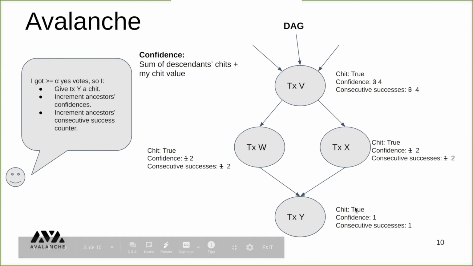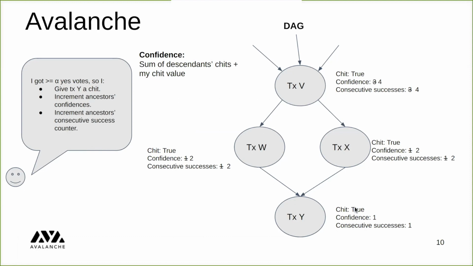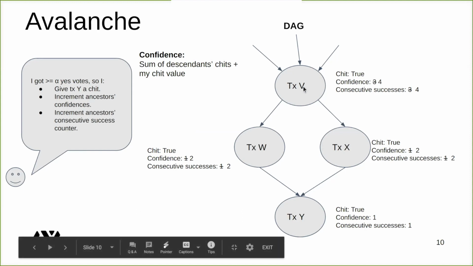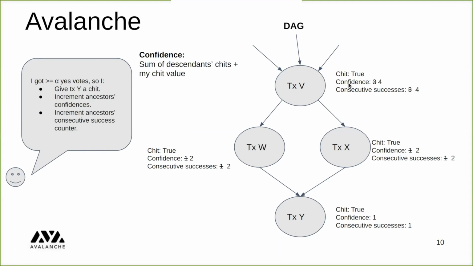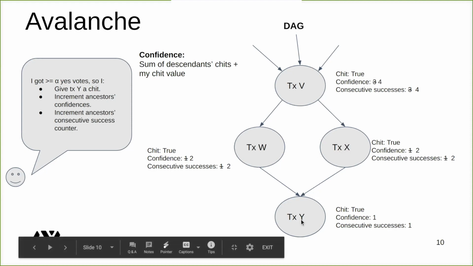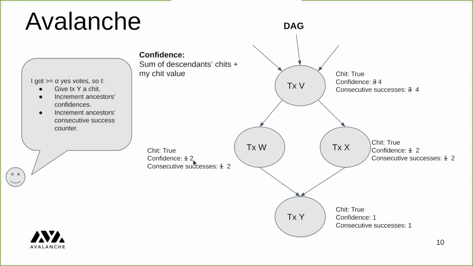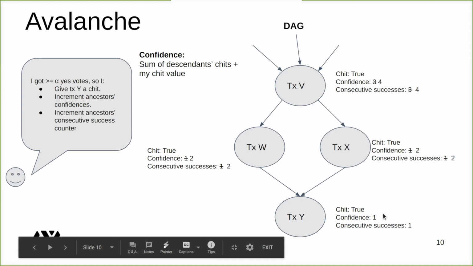And there's also this notion of confidence. And confidence is the sum of your chit, 1 if you got a chit or 0 if you didn't, plus the sum of all your descendants' chits. So let's look at this graph. So transaction V got a chit, and it has 3 children, or 3 descendants, I should say, that got chits. So its confidence is increased from 3 to 4. Similarly for transactions W and X, they both have a chit, and they both have a descendant with a chit, so each of them have confidence 2. And transaction Y has confidence 1.